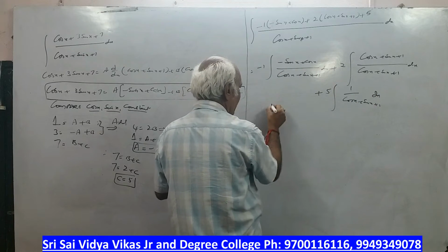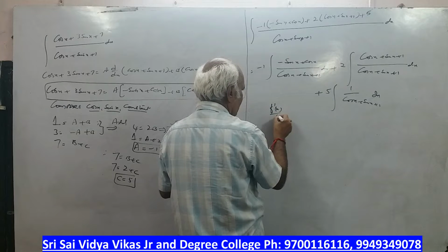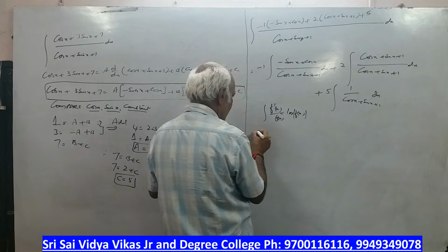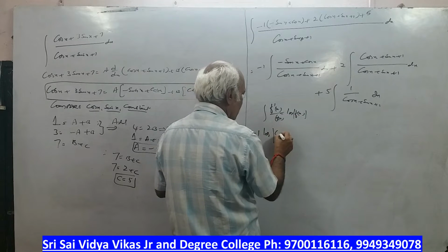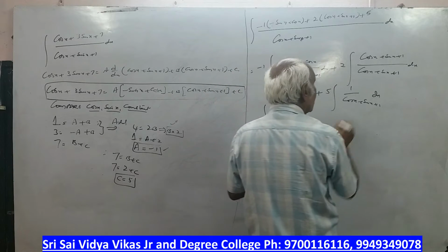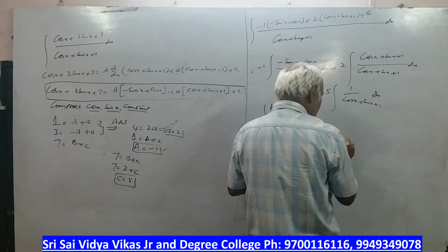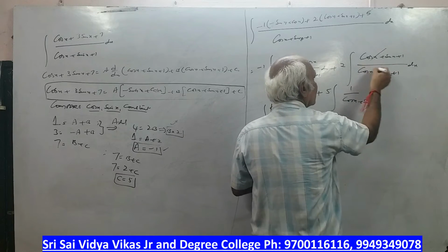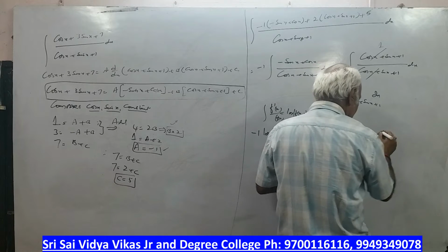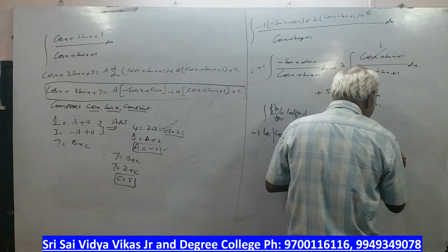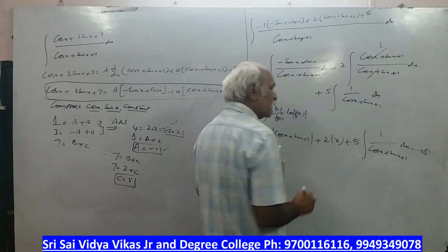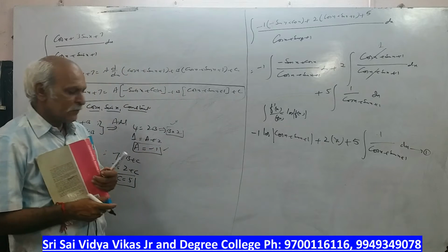So this is in the form of f dash x by f of x, which is nothing but log of f of x. Therefore minus 1 log of (cos x + sin x + 1) plus 2 into, these two will get cancelled, 1 dx is x. So 2x plus 5 into the integration of 1 by (cos x + sin x + 1) dx. You call it as I1. Now we have to find the integration for this. Okay, we will find out that. Please note down up to here.